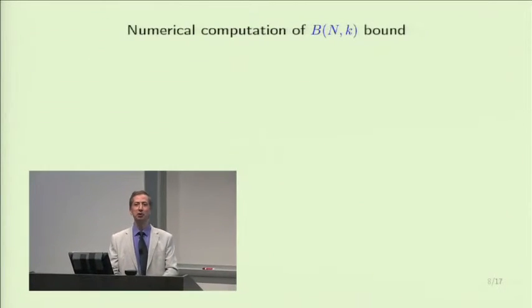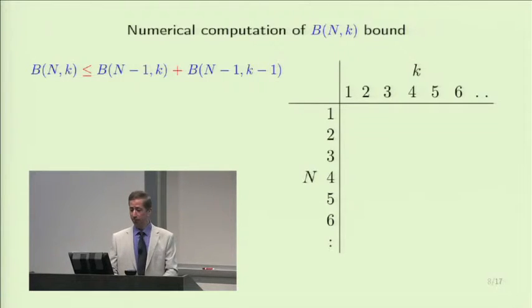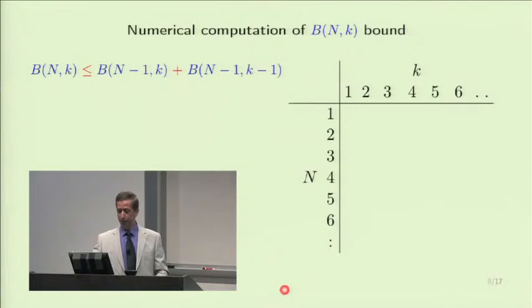Okay? Let's do the numerical computation first. So I have this recursion, and I can see that from smaller values of n and k, I can get bigger values, or I can get an upper bound on bigger values. So let's do it in a table. Okay? Here is a table.